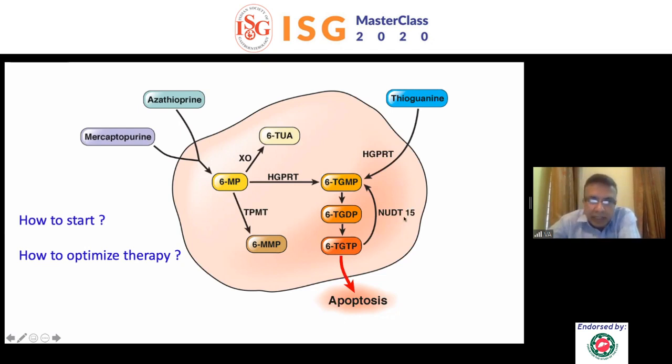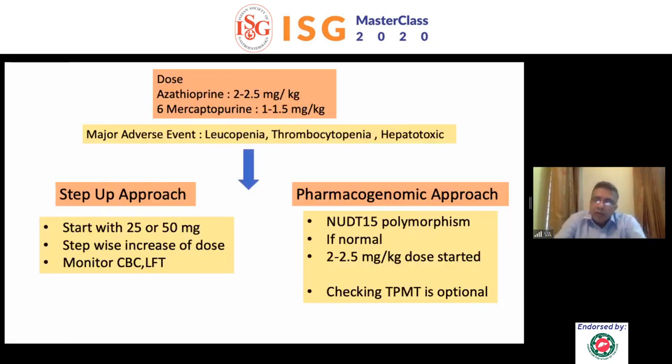However, there's another player which has recently come up, and that is NUDT15. What has been seen is that TPMT polymorphisms are more common in Caucasians, whereas in Asians and Indians, it is the NUDT15 which plays a very important role. So azathioprine, how would you start? You would start with the dose of 2 to 2.5 milligram per kg, 6-mercaptopurine is 1 to 1.5. However, the adverse events are in form of leukopenia, thrombocytopenia, or hepatotoxicity. So you have to have 2 kinds of approach. One is step-up approach, other is pharmacogenomic. This is one drug where pharmacogenomics has done wonders.